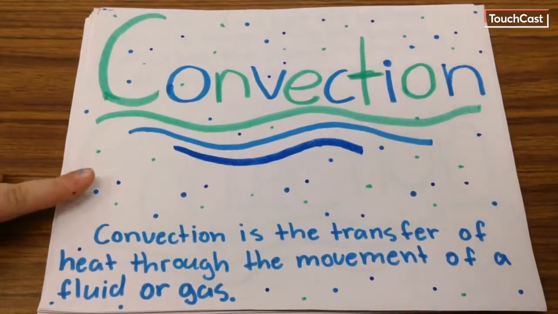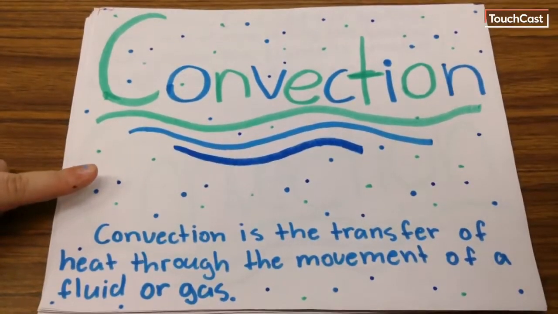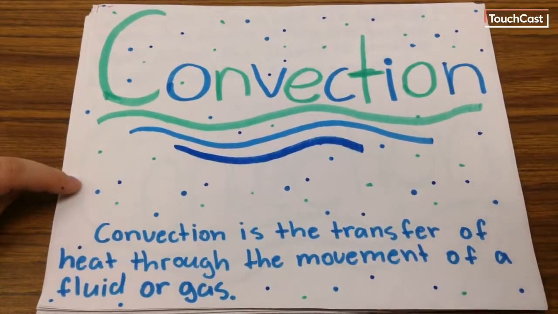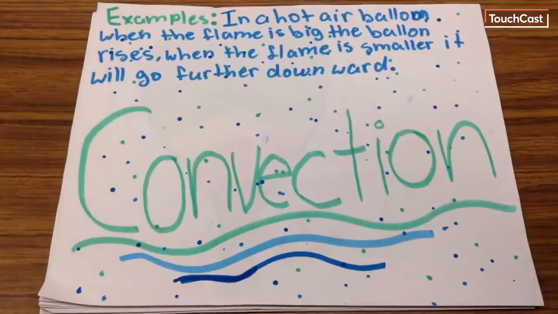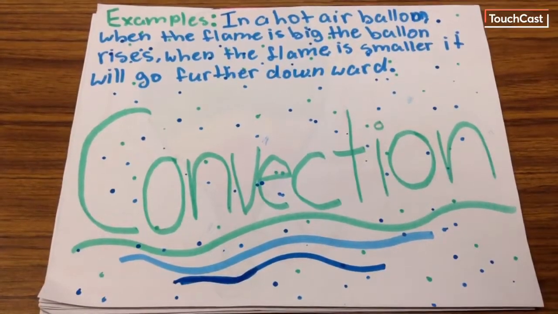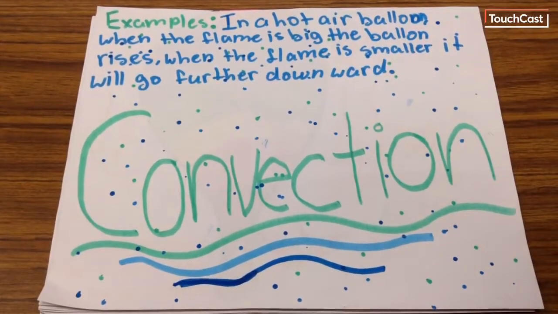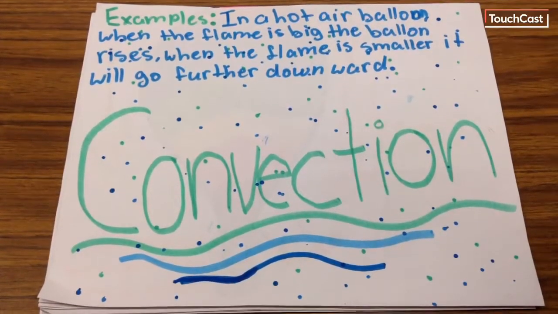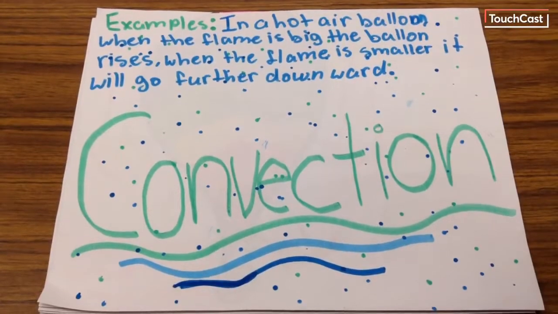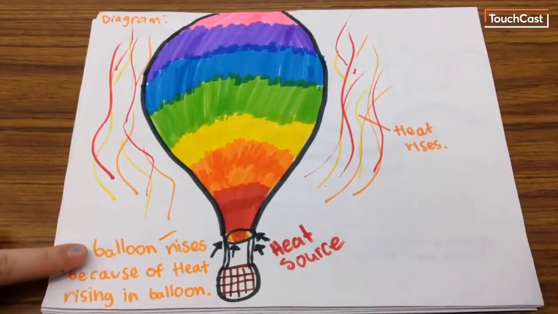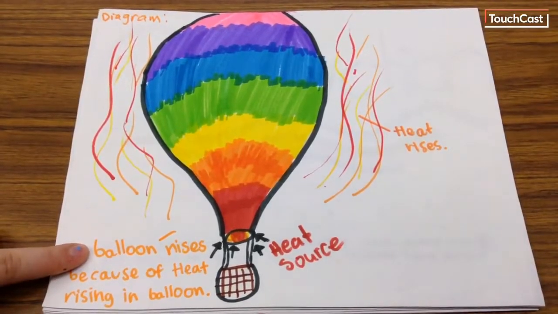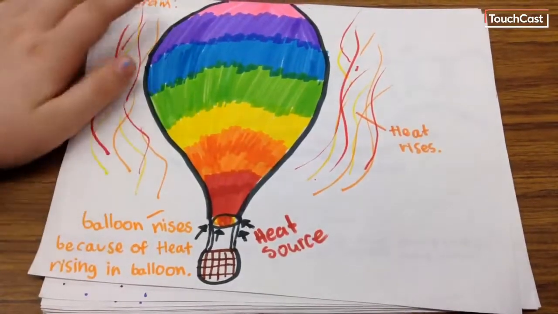The first heat transfer is convection. Convection is a transfer of heat through the movement of a fluid or gas. An example of convection is in a hot air balloon. When the flame is big, the balloon rises. When the flame is smaller, it will go further downward. Here's our diagram. The balloon rises because of heat rising in the balloon.